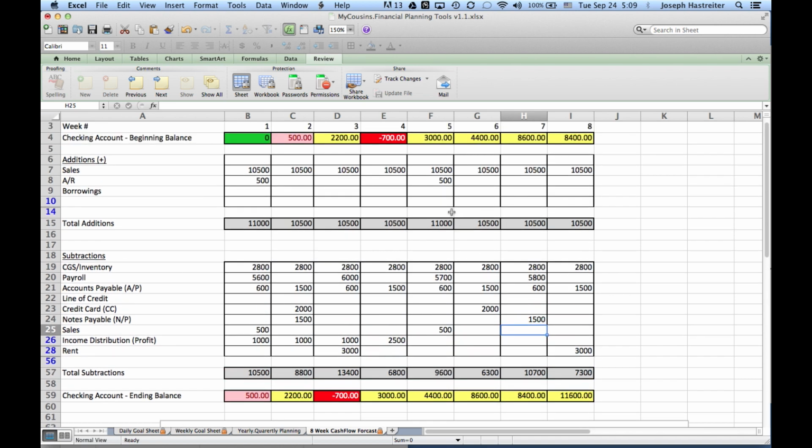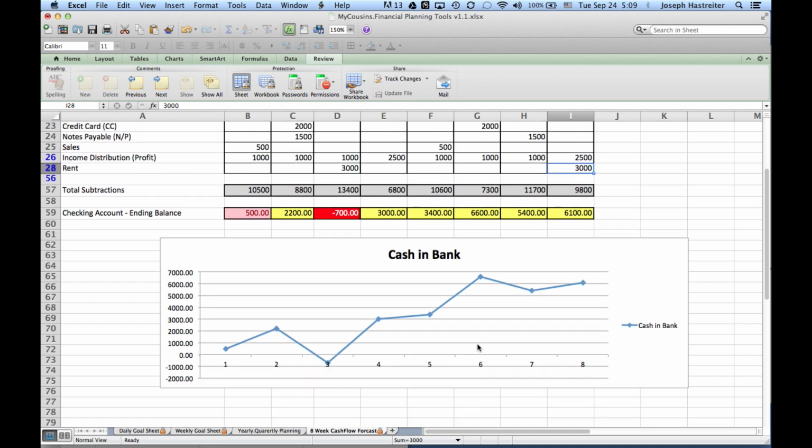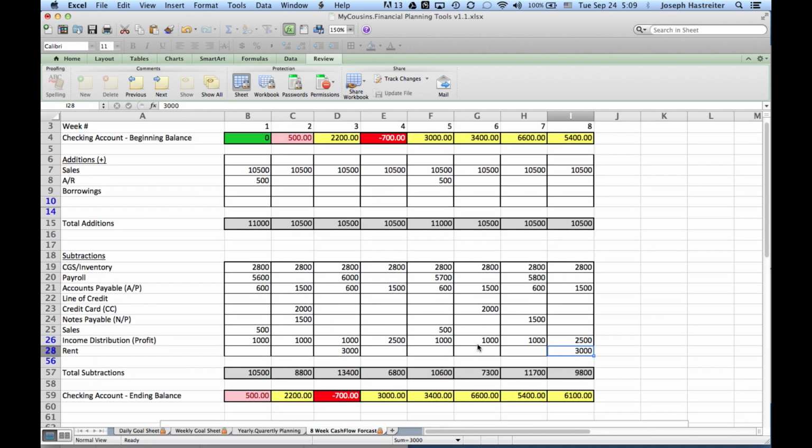So first off, notice I've now projected where all of my cash flows lie. Oh, I know why they're not the same. Hold on. Because I didn't finish taking my income distribution every week. We want to make sure that we do that. So again, every fourth week we're going to take $2,500. So now we have the same numbers that we had before. So again, our graph now looks the same, and we can see where we're at.